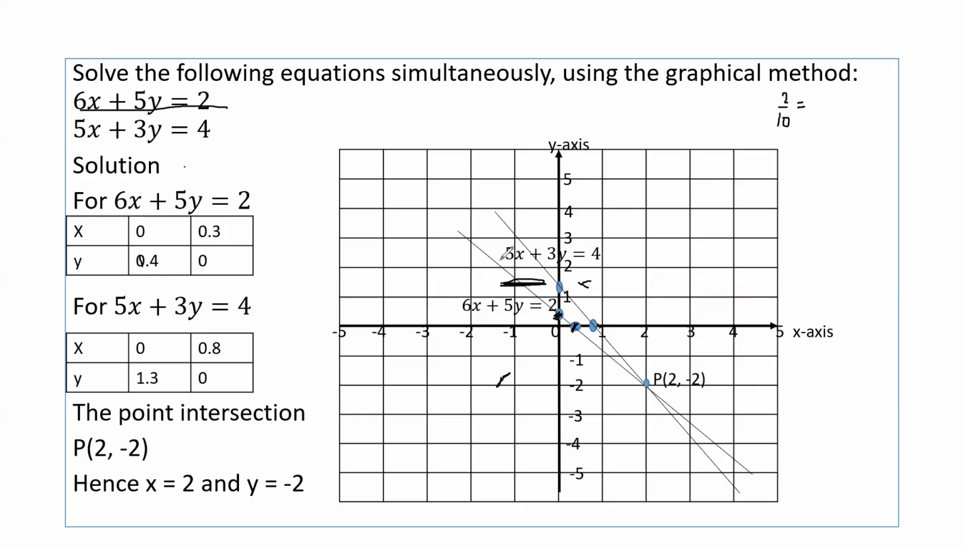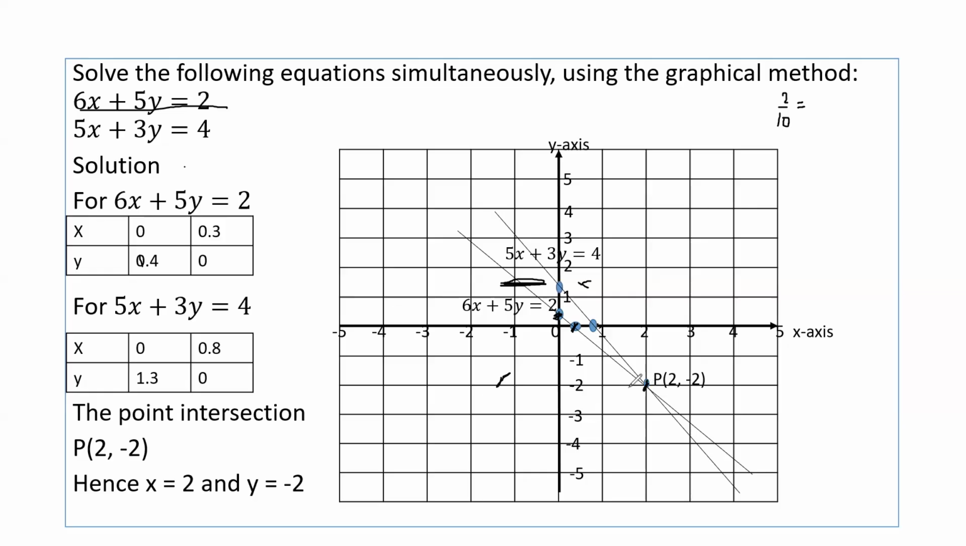So I join the two and extend the line, because you don't know where the other line will meet it. So we extend it nicely. Then for this one, when x is 0, y is 1.3, and when y is 0, x is 0.8. So this is what you have here. We join them and extend them so that the two will meet. And they're meeting here. Therefore, this is the meeting point of the two lines.